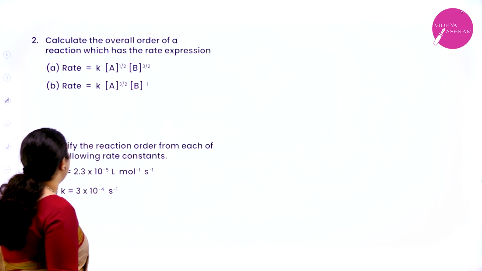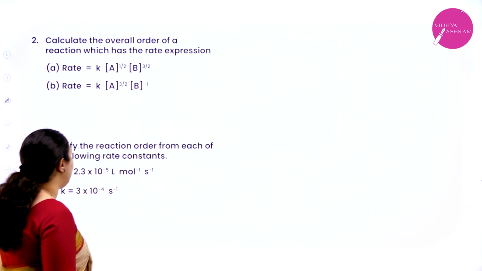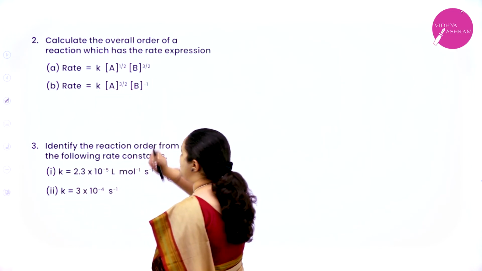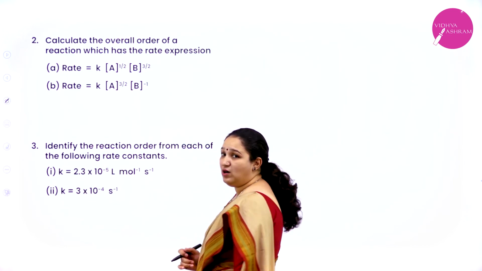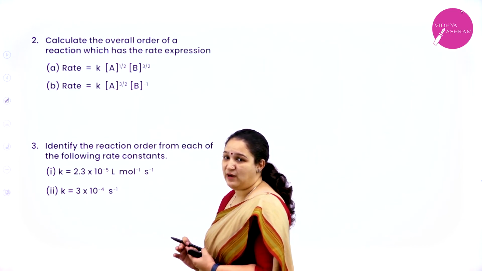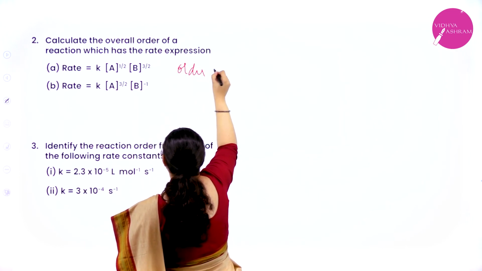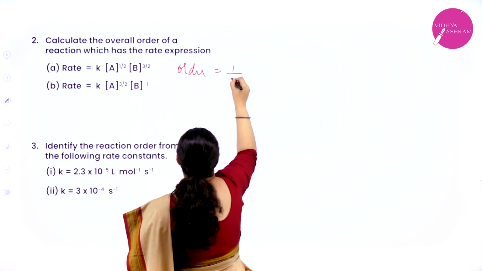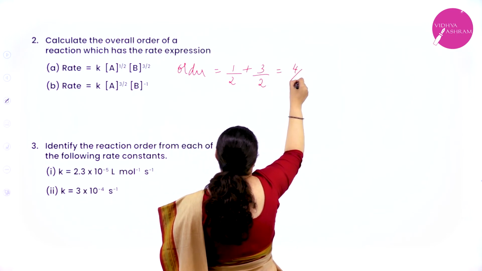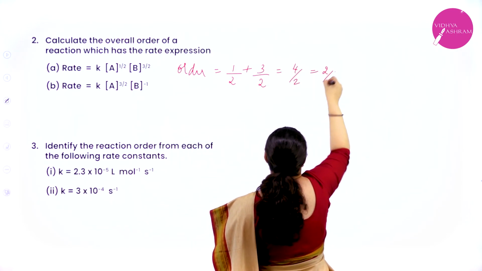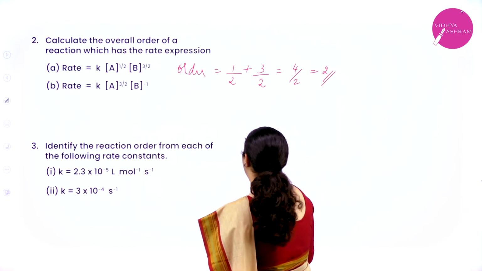The second question: calculate the overall order of the reaction which has the rate expression. So the rate expression is given, we have to calculate the order. What is order? Sum of the powers. For the first question, order is 1 by 2 plus 3 by 2, which is 4 by 2, which is 2. So it is second order. Overall order is 2.